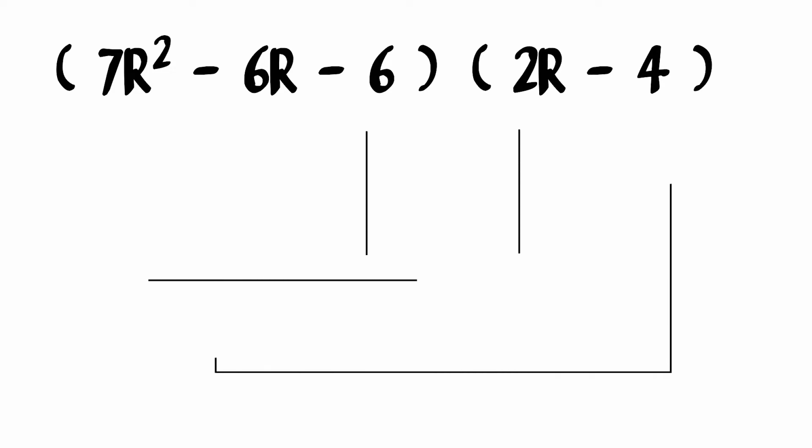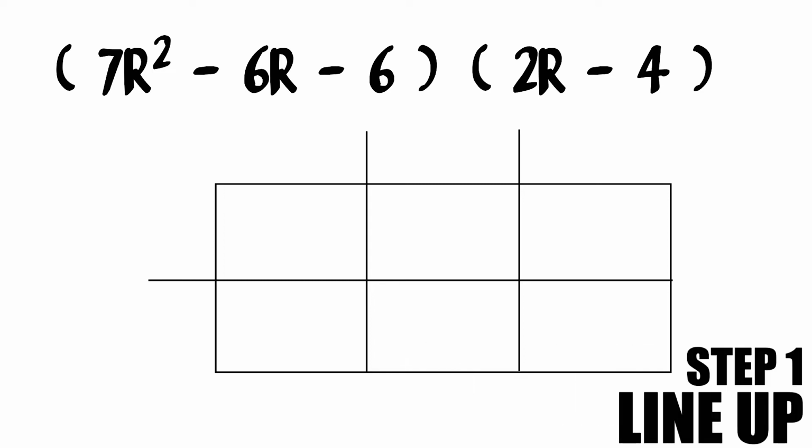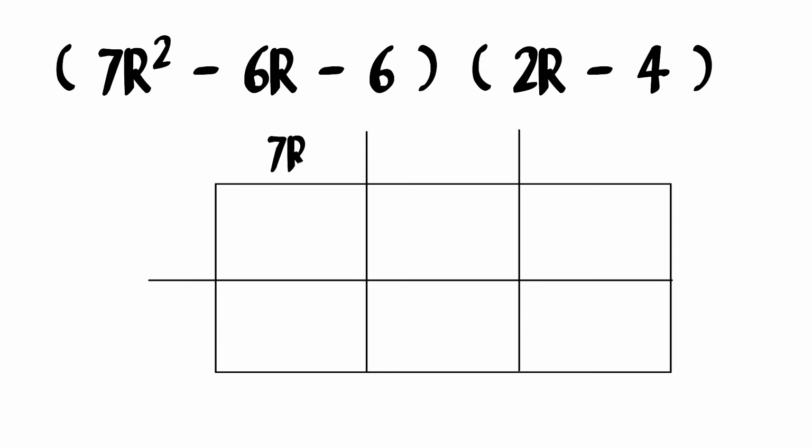In this case, it'll be a 3 by 2 since we have 3 terms in one of the algebraic expressions and 2 terms in the other. We're going to want to align the terms, 1 to head the columns and 2 to head the rows. In this case, let's let the trinomial head the column. It's going to be 7r squared minus 6r minus 6 up top. On the side, the left side that is, is going to be 2r minus 4.